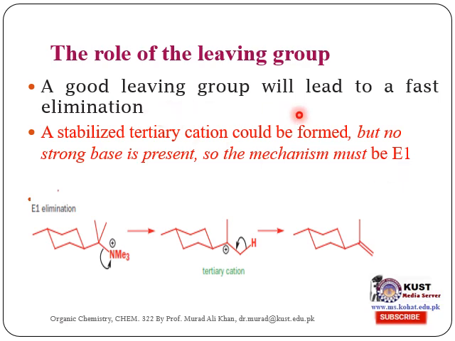A good leaving group will lead to a fast elimination. A stabilized tertiary cation could be found, but no strong base is present, so the mechanism must be E1. Here, see this reaction? There is no strong base, so it must be an E1 elimination reaction.